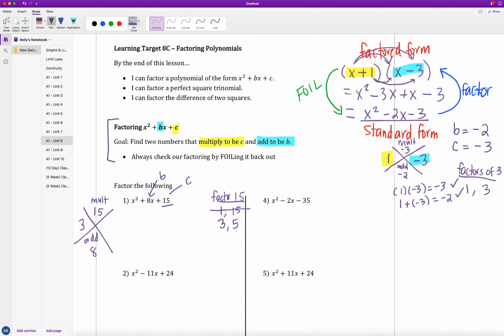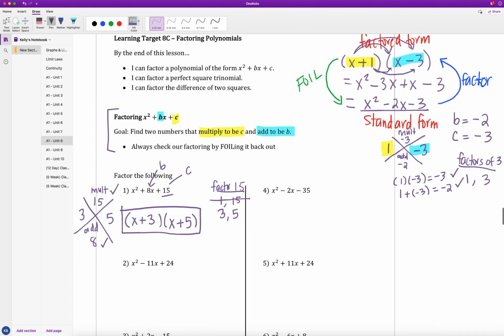So let's see if 3 and 5 work. So 3 times 5 is 15. So the multiplication works, and 3 plus 5 does equal 8, so the addition also works. To write this in factored form then, what I'm going to have is my two linear factors. Well, I'll have x plus our first number, so x plus 3, times x plus our second number, which will be x plus 5. That there then is our factored form of the polynomial that we were given.